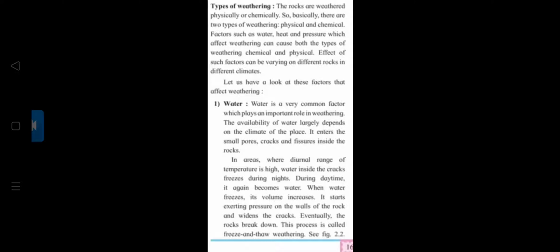Factors such as water, heat, and pressure, which affect weathering, can cause both types of weathering, chemical and physical. Both can take place. The effect of such factors can vary on different rocks and different climates. Now, what are these factors which affect weathering?